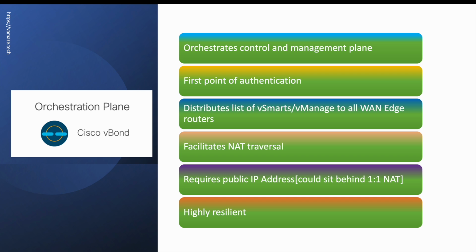So when a WAN edge router boots up for the first time in an unconfigured state, vBond is responsible for onboarding the device into the SD-WAN fabric. It is the job of vBond to understand how the network is constructed and then share that information among other components of the SD-WAN solution.